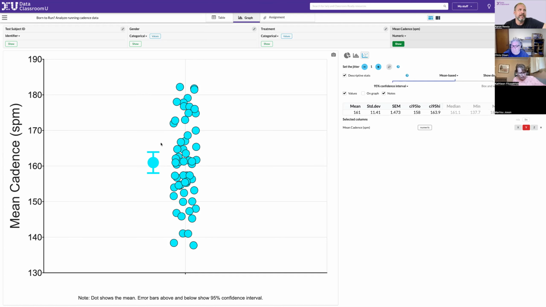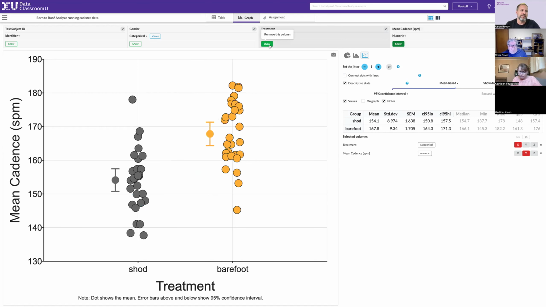I see the mean. The main question in this data set, or what the student was asking with an experiment like this, is: is there a difference in running cadence between barefoot running and running shod? And so we split these up, and again, it's already showing the mean and 95% confidence interval because I requested that before. And so this is the kind of graph we could use.